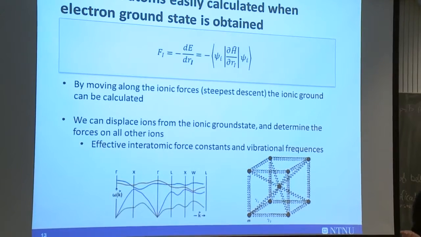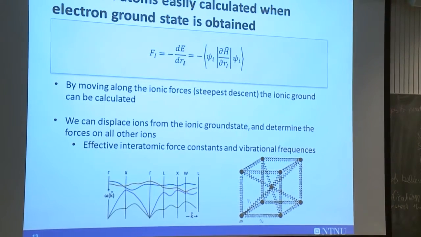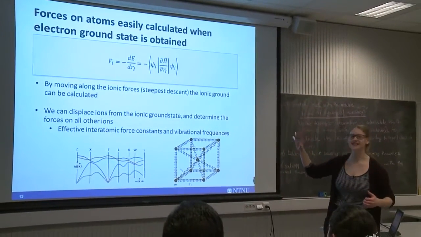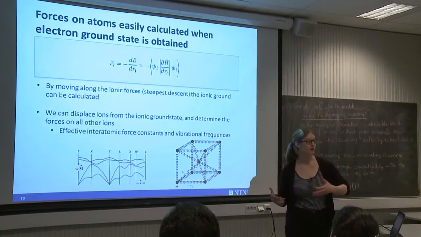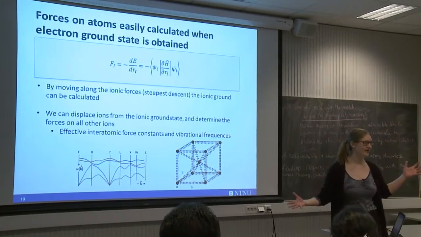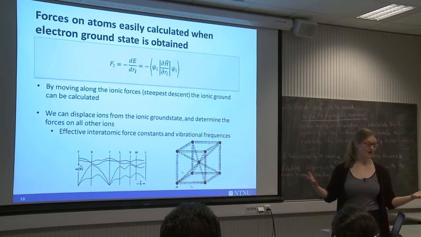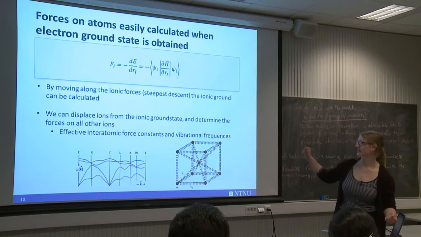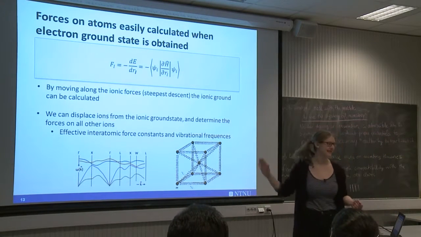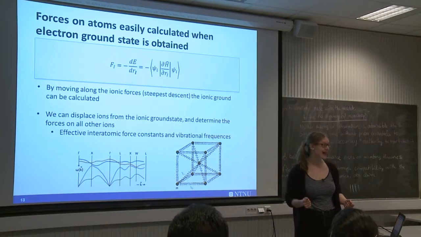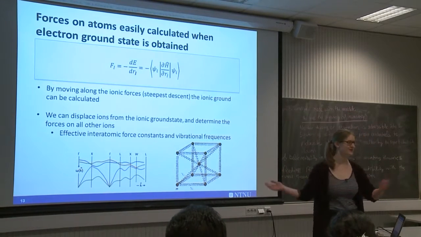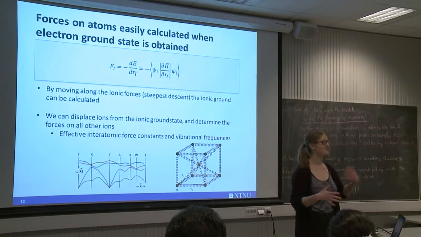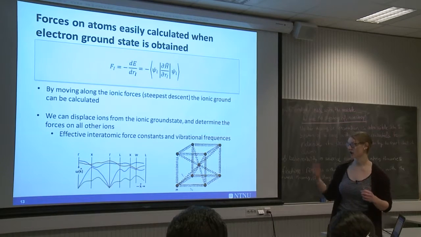So then we know how we obtain the electronic ground state, and now it's super easy to find the ionic ground state. Or maybe not to find the ground state, but at least, when you know the Hamiltonian and the set of correct wave functions because you have the right density functional and the right electron density, you can easily calculate forces on ions, and then you just move along the steepest descent of the ionic forces to obtain the ionic ground state.